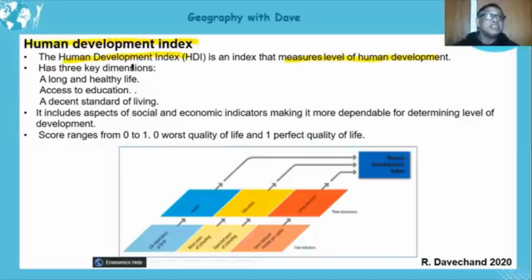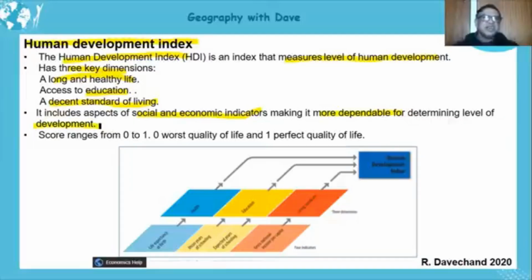It measures. Now, it has three key dimensions: a long and healthy life, which is social, the access to education, and a decent standard of living. It's about economics also, you understand. So I would consider it a mixture of both. So it includes social and economic indicators, and it's more dependable for working out level of development, because it brings in both factors.